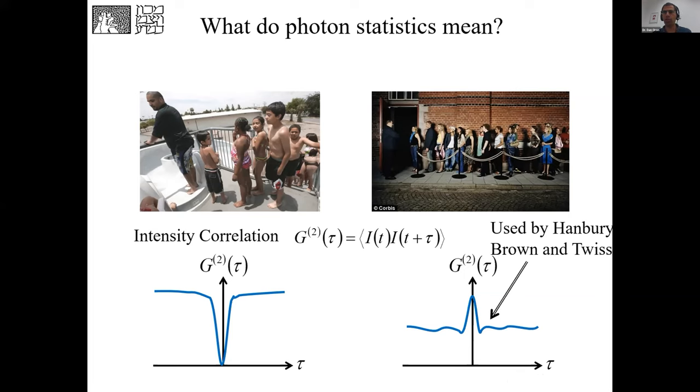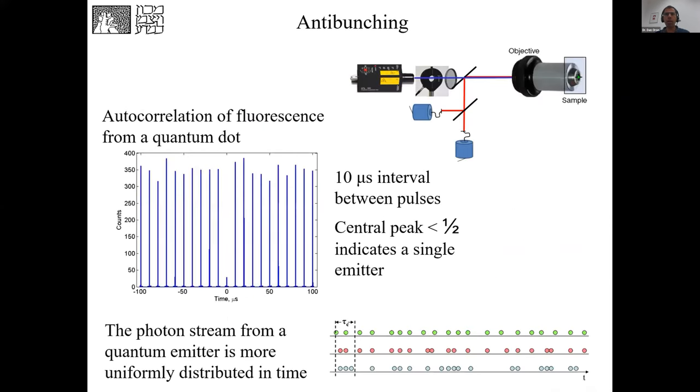And that's the effect used by Hanbury Brown and Twiss for stellar interferometry. And anti-bunching is really easy to measure nowadays, right? All you need is a laser source of your choice, your quantum emitter, and a beam splitter, two single photon detectors. This is for pulsed excitation of a single quantum dot.